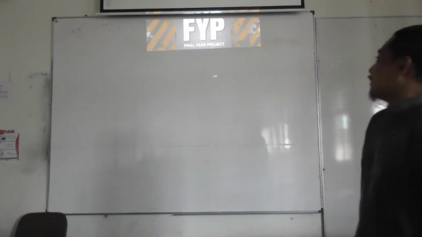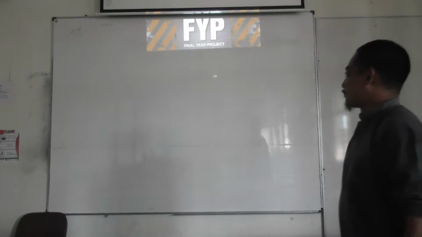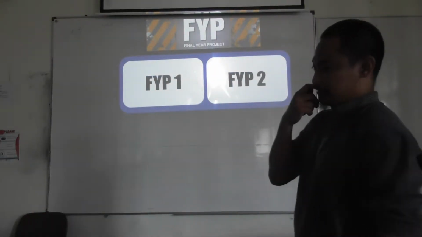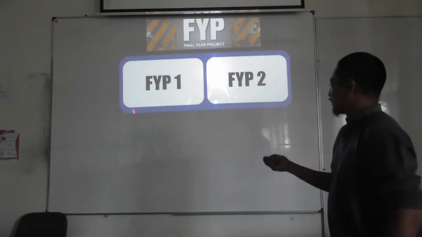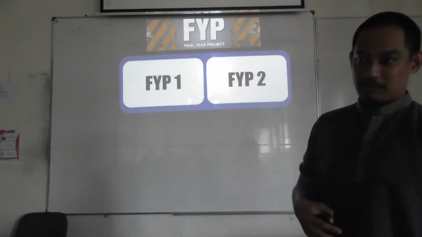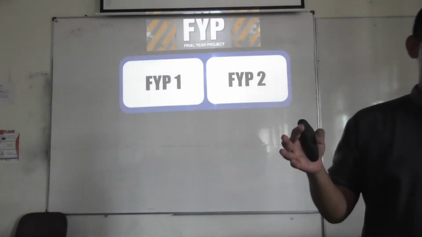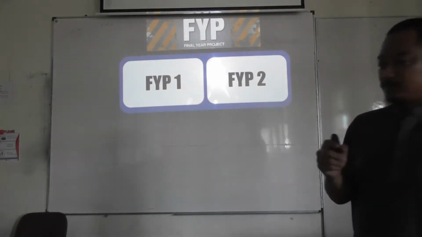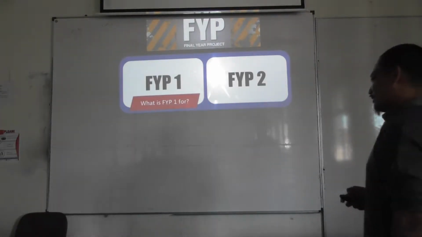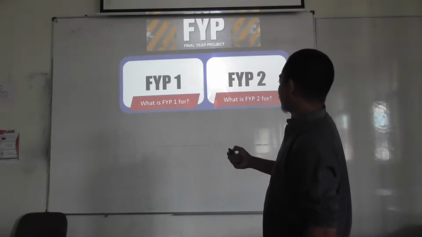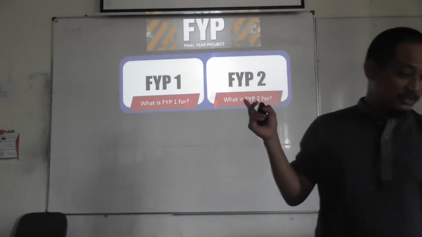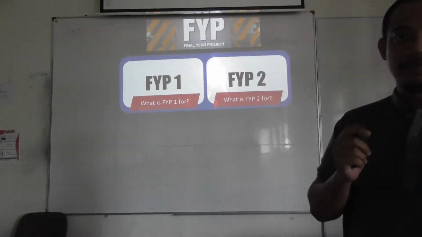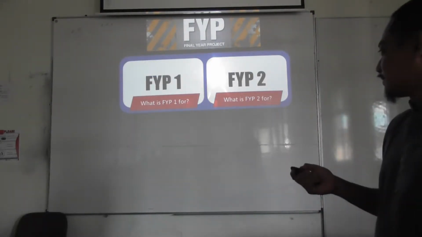Now, when we talk about FYP, final year project, I believe you already know that what we are doing here is divided into 2, right? This semester FYP 1, next semester FYP 2, inshallah, right? Anyone who's taking the second time FYP 1? No. Okay. Now, my question to you is, what is FYP 1 for? What is FYP 2 for? Anyone think they have the answer? Or do you understand the question? Do you have the answer?